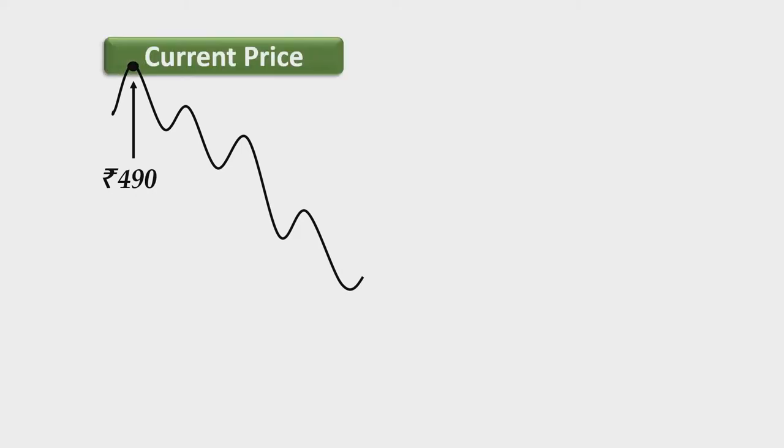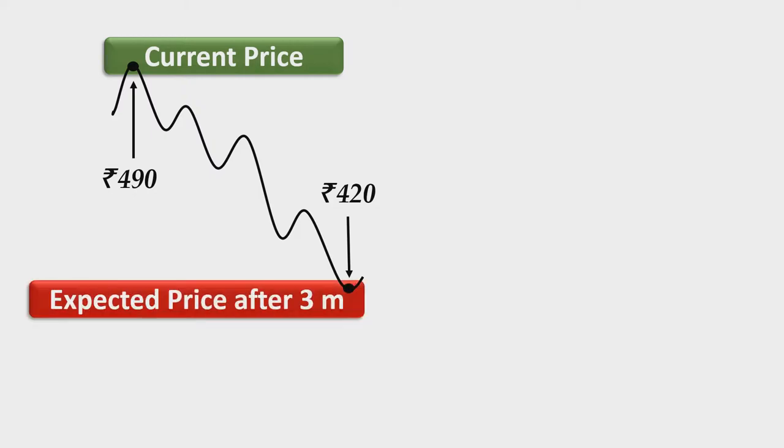Now, this line is an expectation about movement of a stock price. Assume that currently the price is ₹490 and you can see the price is expected to drop. Now this is not a past trend, this is basically indication of sentiment of the investor, and investor's expectation is that the price would drop to somewhere around 420, that will be after 3 months.